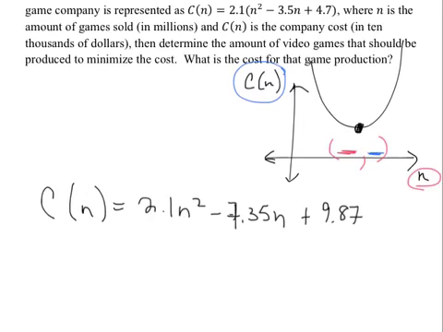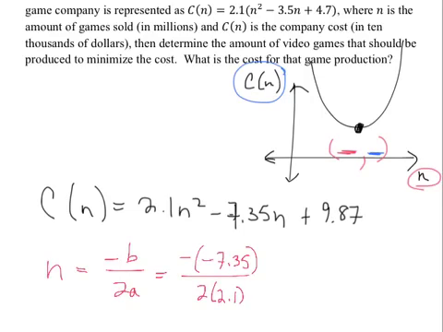Negative b over 2a. N equals, right? Negative b over 2a. Negative 7.35 over 2a. What do we get? 7.35 over 4.2, I'm pretty sure, right? That's what I got. Check.